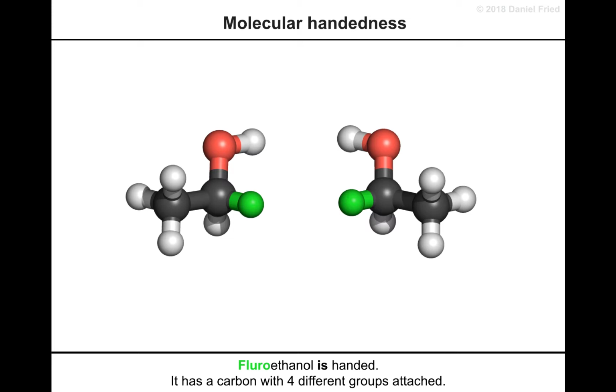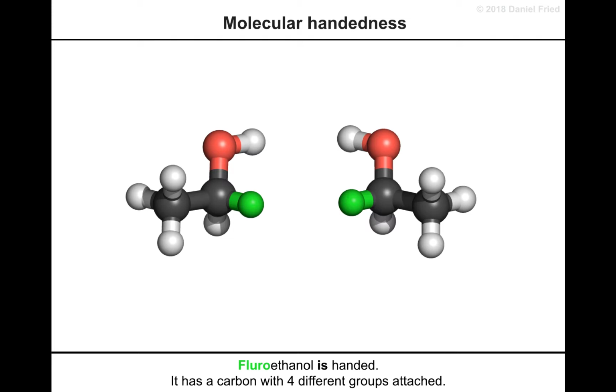So let's look at the 2 carbons. First, we have the carbon that has 3 hydrogens. That's a pretty boring carbon. 3 of the same hydrogens does not make it chiral. But this other carbon is a very interesting carbon, and it has 4 different groups attached. One of the groups is a hydrogen. One of the groups is a methyl group, a carbon. One of the groups is a fluorine, the green one. And one of the groups is the oxygen, the alcohol part. This fits the criteria for chirality. It's a carbon with 4 different groups attached.